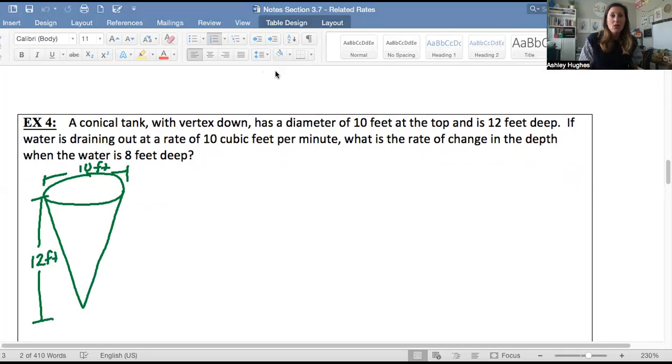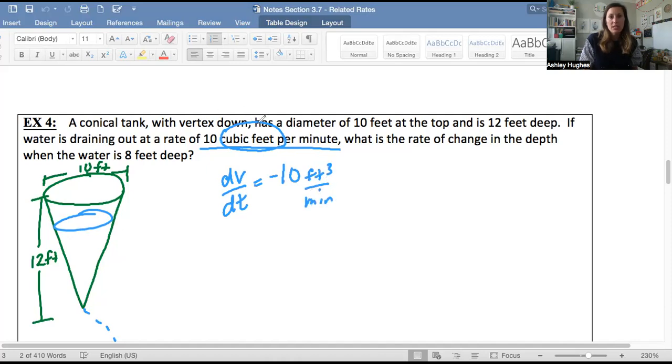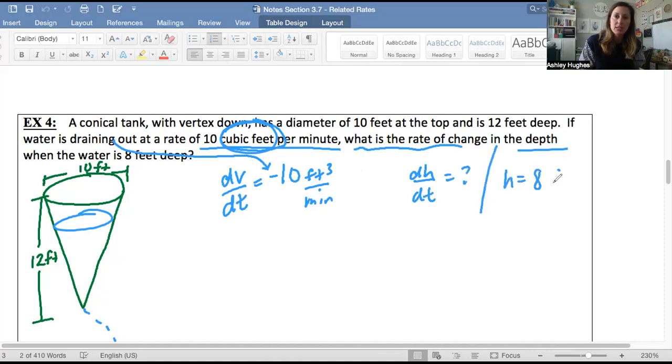Water is draining out. If there's water draining out, what's happening? Is this getting smaller or bigger? 10 cubic feet, that is, cubic feet means change in volume. So that's dV/dt, and it is negative 10 cubic feet per minute. We know it's volume because of this cubic feet. Volume is measured in cubic feet or cubic something. And draining out means we have this negative. What is the rate of change of the depth? So that is asking for dh/dt when h equals 8.